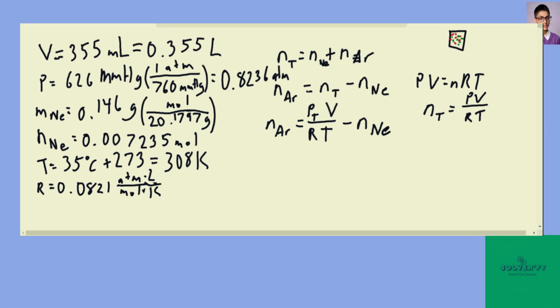So I'm not going to write all this out because hopefully you can do that all yourselves. But if we plug in all of these different units, what we'll find is that the number of moles of argon is going to be equal to 0.00433 moles.